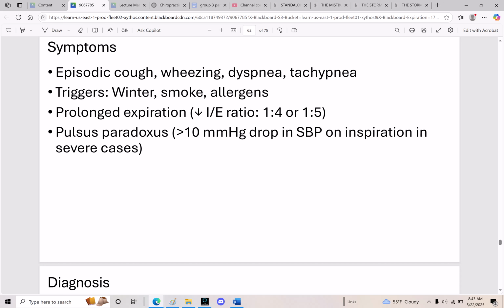What they're going to have is prolonged expiration. Remember again, this is an obstructive disease. So with any obstructive disease we talked about so far, you have a prolonged or delayed expiration, right? So the inspiration to expiration ratio is 1 to 4. In some severe cases, it can go all the way to 1 to 5. Then you have pulsus paradoxus. Basically, you have a difference in the pulse: a drop of 10 mmHg or greater in the systolic pressure during inspiration. That's what's known as pulsus paradoxus.